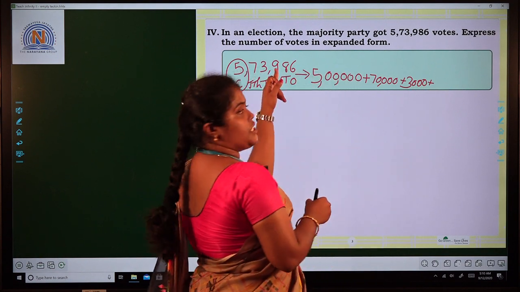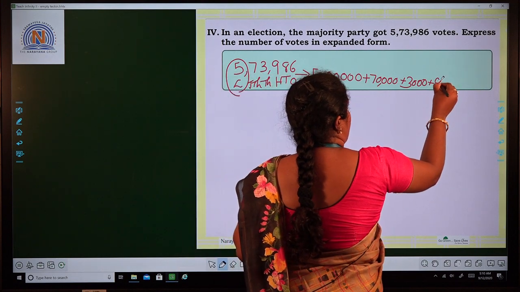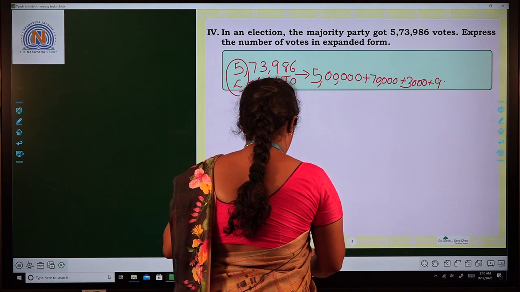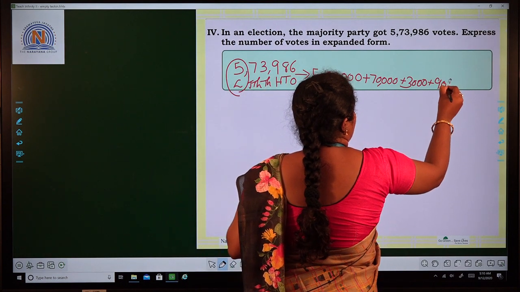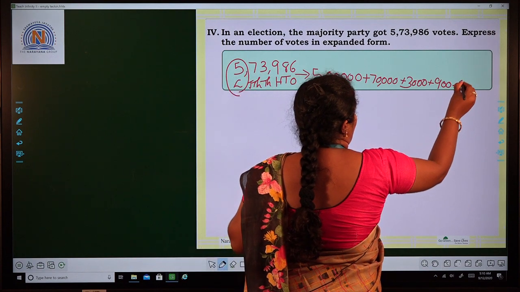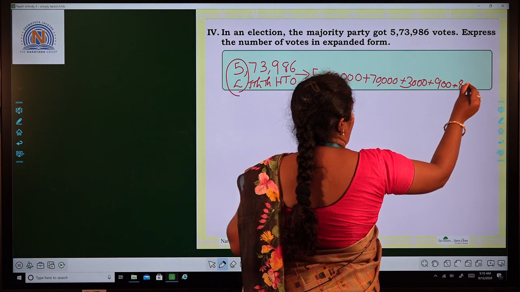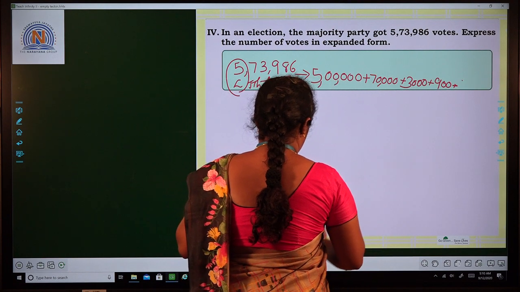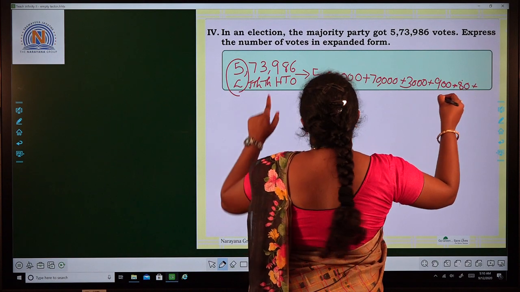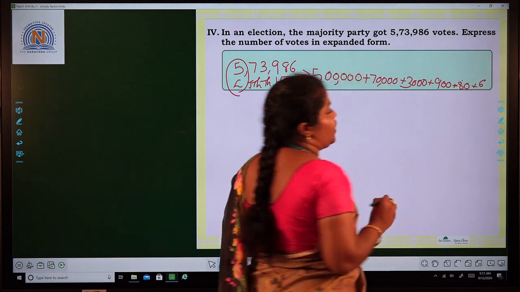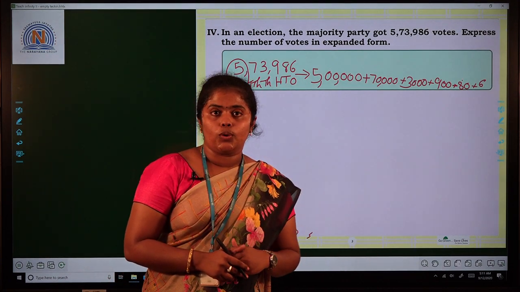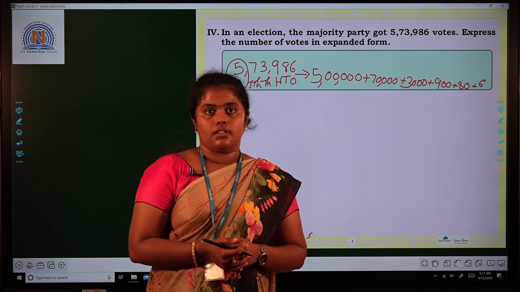Next after 3, the digit is 9. After 9, 2 places are left. So keep 2 zeros. Next, after 9, the digit is 8. After 8, only one place is left. So write 1 zero. After 8, the last digit is 6. There is no number to the right, so write just 6. I hope everyone understands how to solve the problems. Thank you everyone.